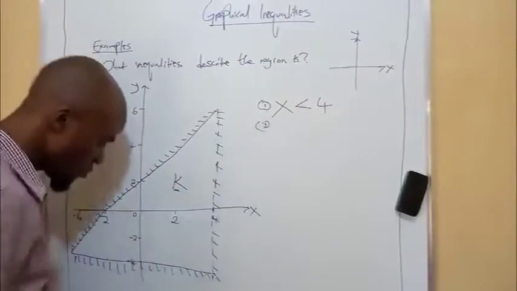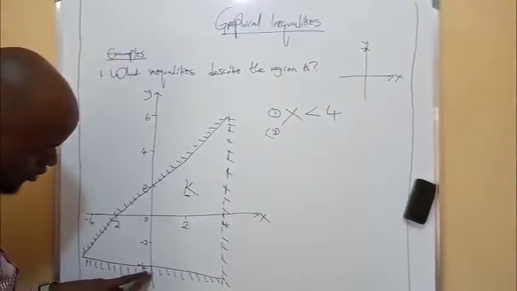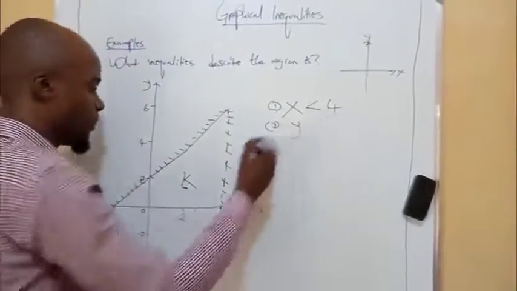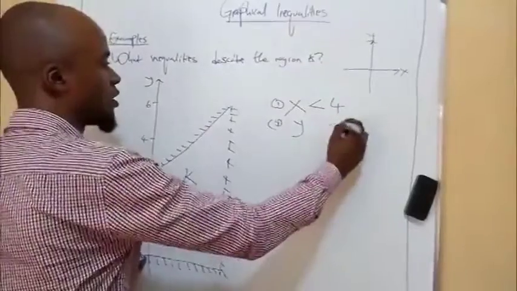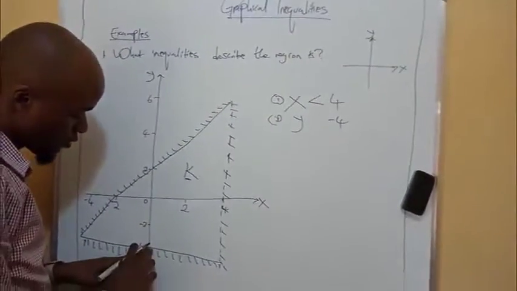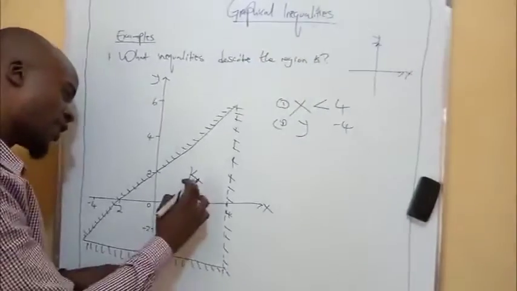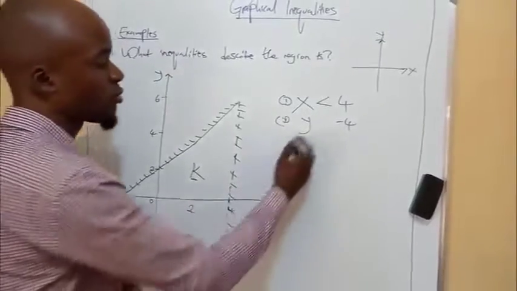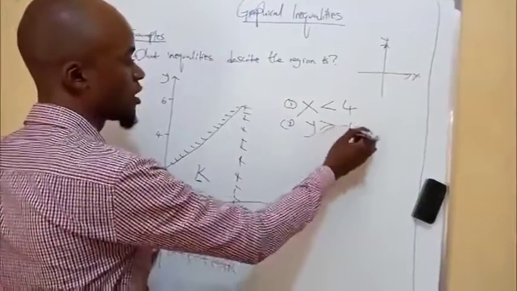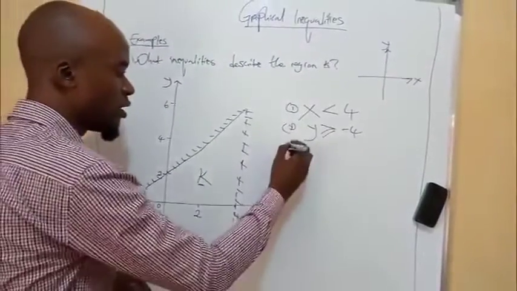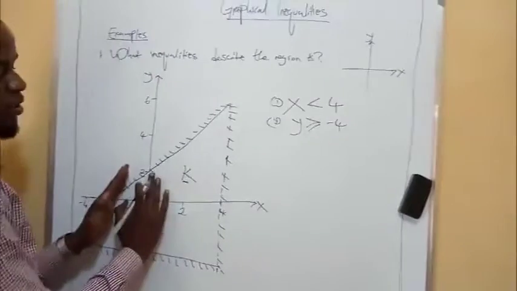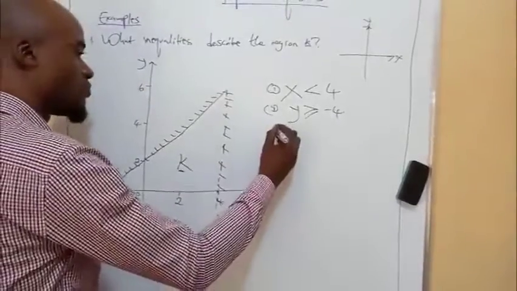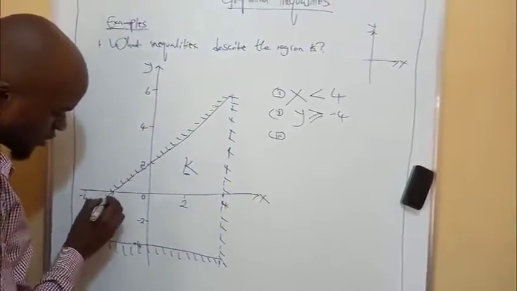The next one is this one. This one is cutting the y-axis, so you're going to write y, and at what number? -4. If we are going up because our K is up, you know going up is greater than. So you put y is greater than or equal to -4. Then the last one is this line.